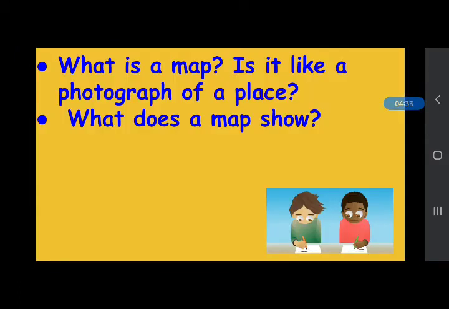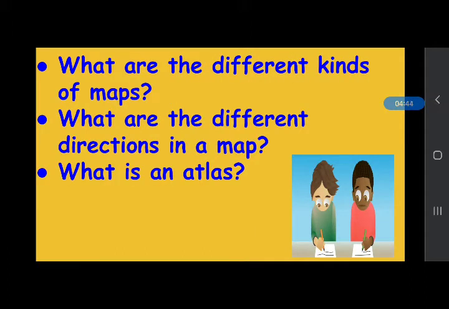Now answer these questions. What is a map? Is it like a photograph of a place? And what does a map show? And what are the different kinds of maps? What are the different directions in a map? And what is an atlas?